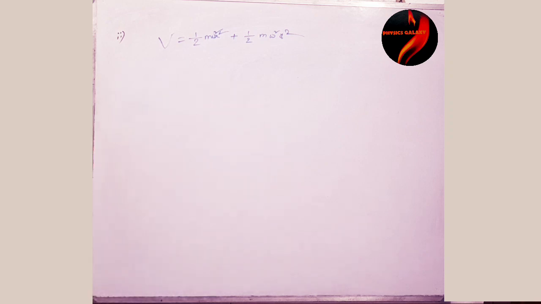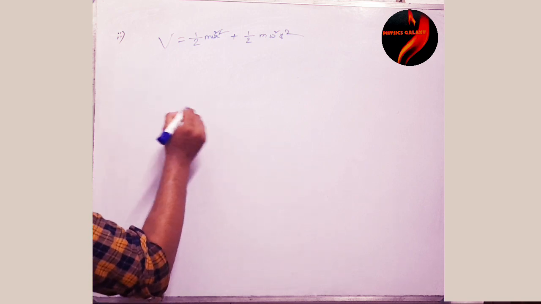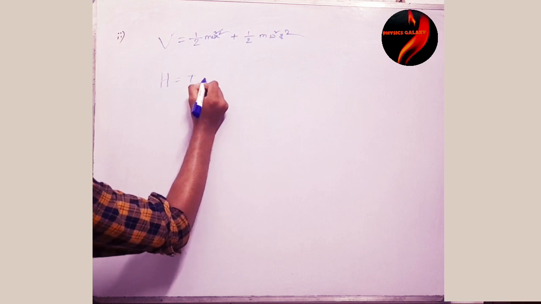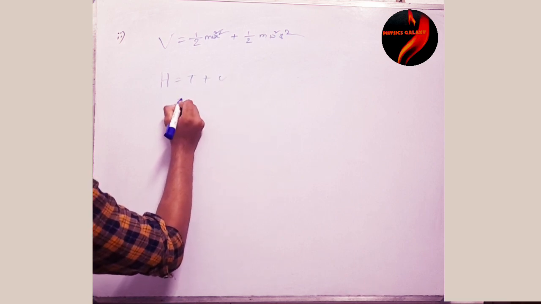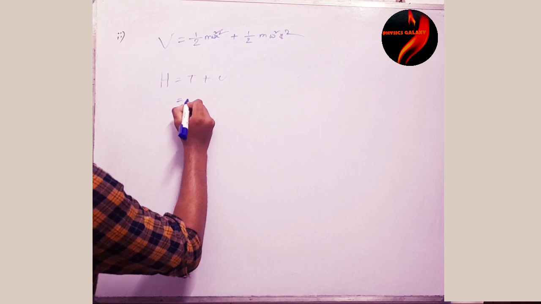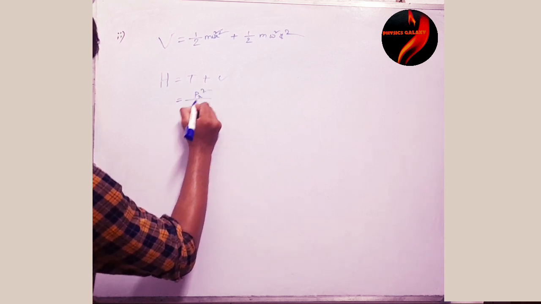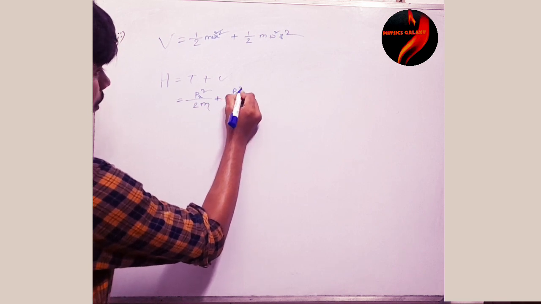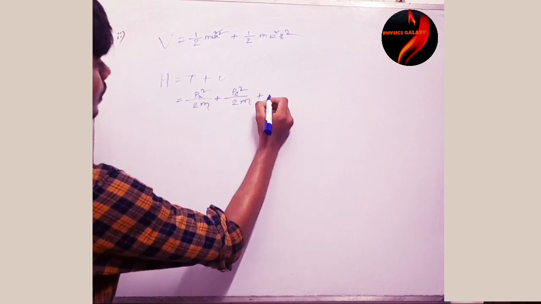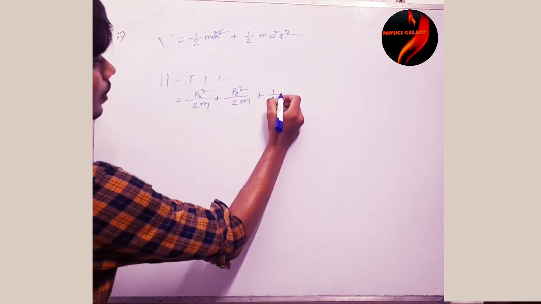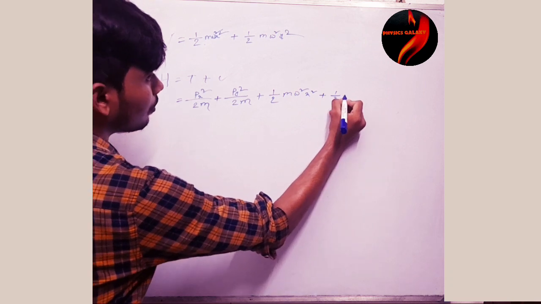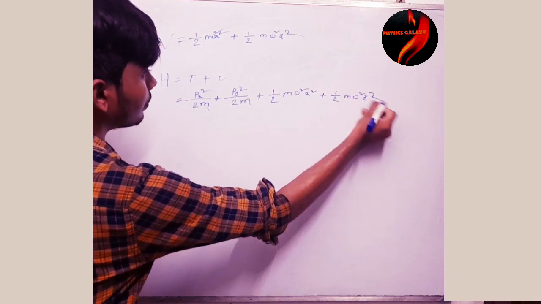And then he asked me to write down the Hamiltonian of this harmonic oscillator. We know that the Hamiltonian H equals kinetic energy plus potential energy, and here the kinetic energy should be equal to px square by 2m, where m is the mass of the particle, plus py square by 2m, plus the potential energy, which is half m omega square x square plus half m omega square y square.